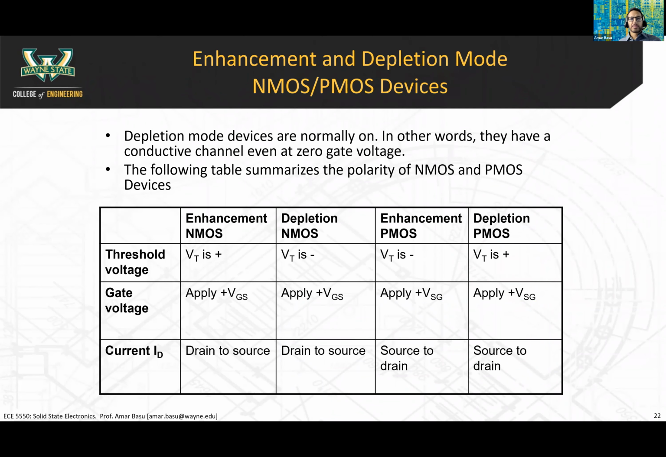Then the final concept here before we end class here is that there are enhancement and depletion mode devices. And we'll touch on this again at the beginning of next lecture here, but basically depletion mode devices are devices that are normally on. Enhancement mode devices are devices that are normally off. So what does that actually mean?